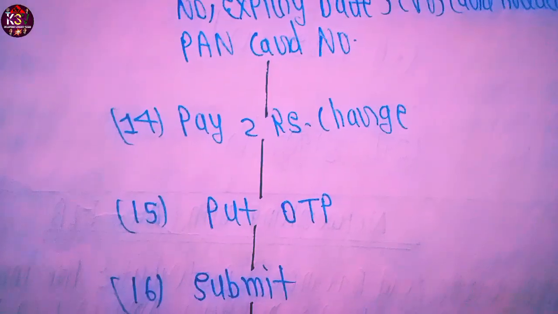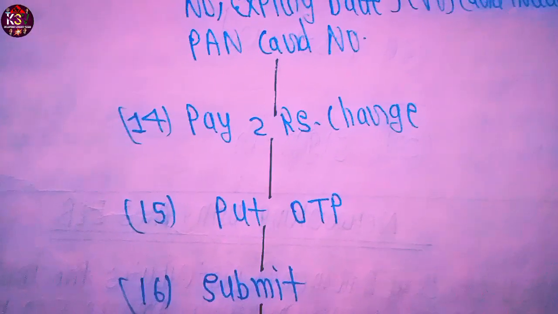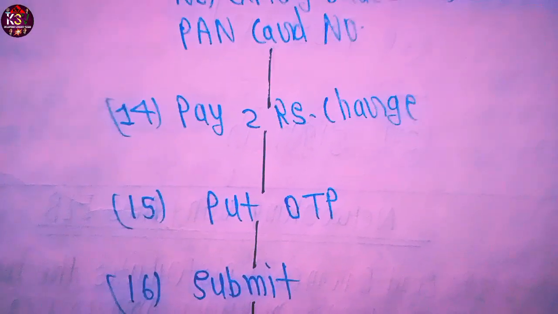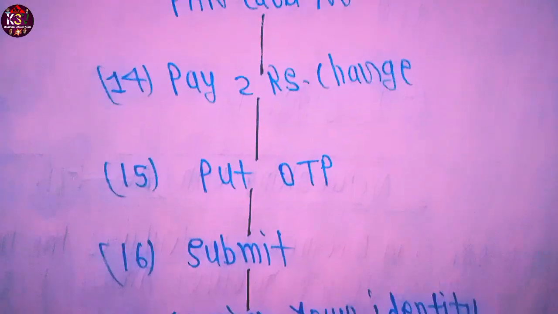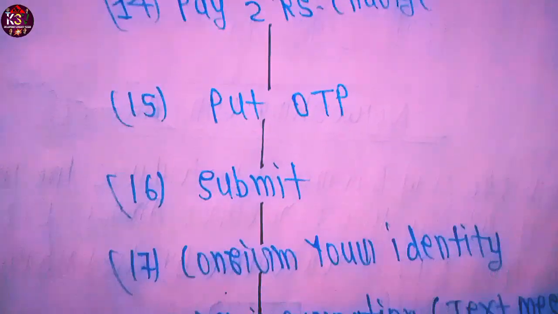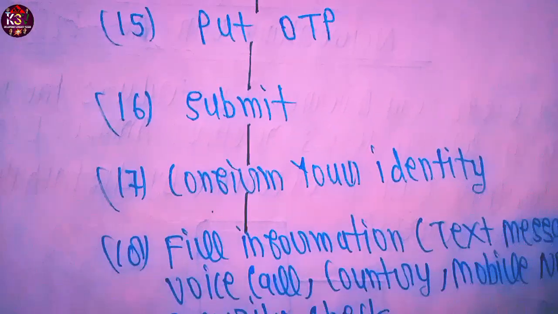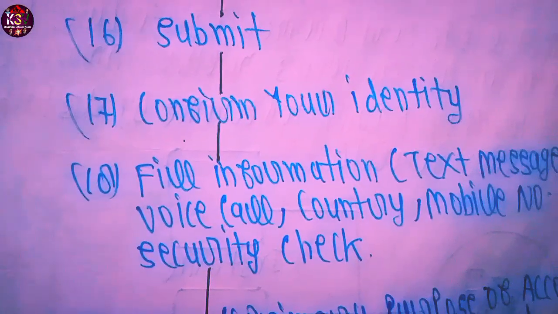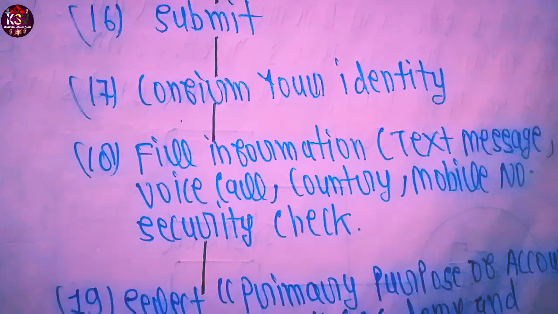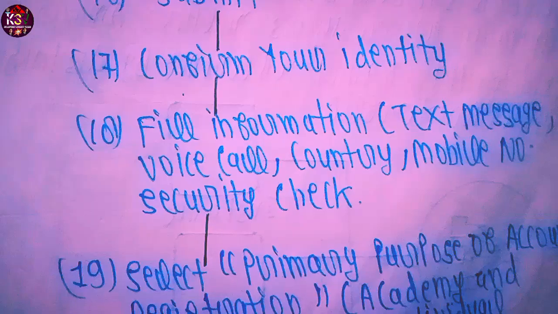Fourteen point is to pay a 2 rupees charge. You will pay 2 rupees only. Then put the OTP, submit, and confirm your identity. Eighteen, fill in the information: text message or voice call, country, mobile number, and security check.